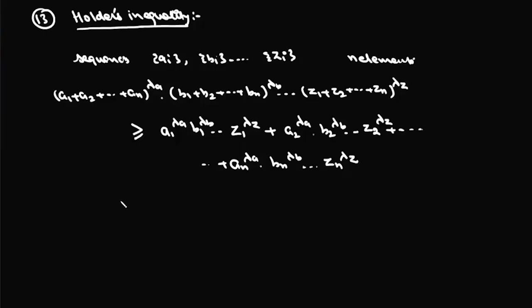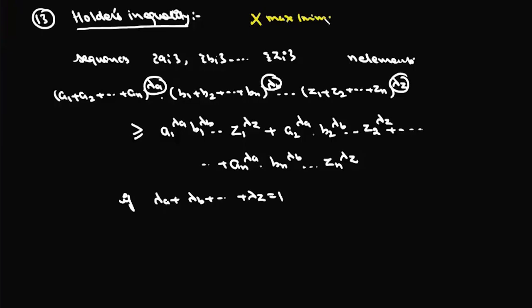This inequality holds if lambda a plus lambda b plus lambda z is equal to 1. So the sum of all these powers must be equal to 1. Only then this Holder's inequality is going to hold. Now one thing that we should keep in mind for Holder's inequality, we cannot get the maximum or minimum value of an expression from it, because this inequality gives us an upper bound or a lower bound. So if from Holder's inequality we get a result that x is greater than or equal to some a, then this a may not be the least value of x.